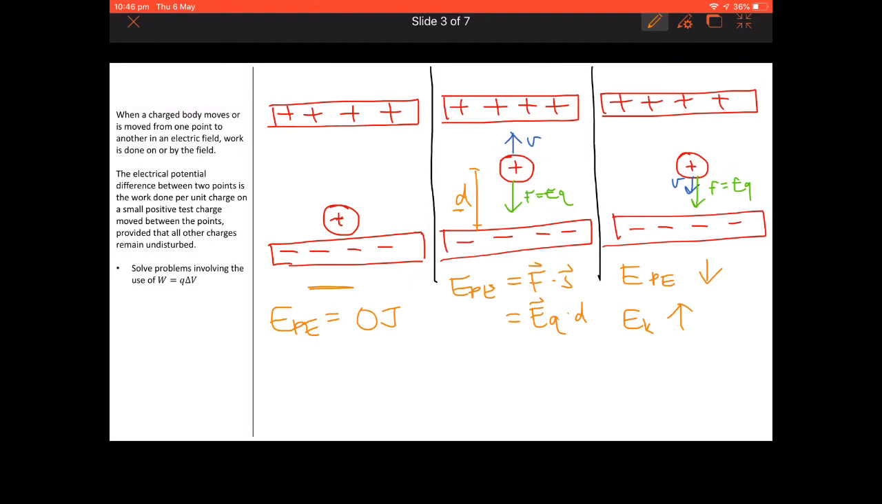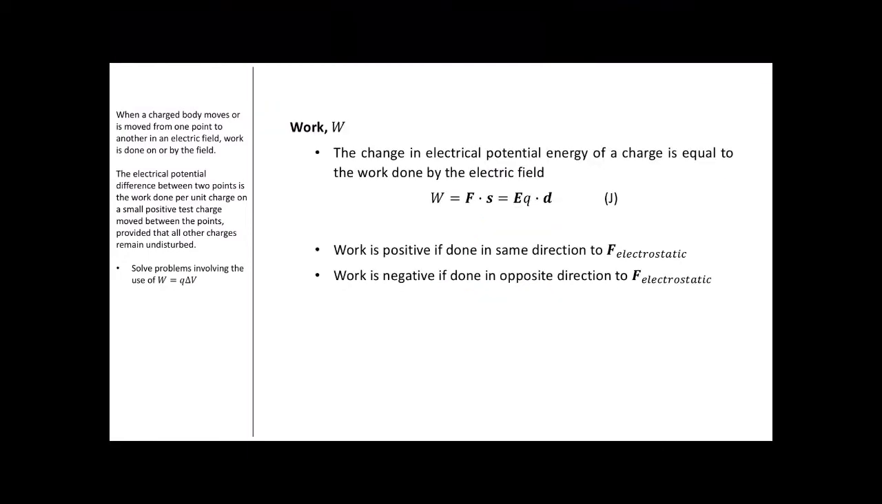In this situation, because the motion is in the same direction as the electrostatic force, the field does positive work on the charge. Again, I'll come back to that idea of negative and positive work. So we'll look at work now.